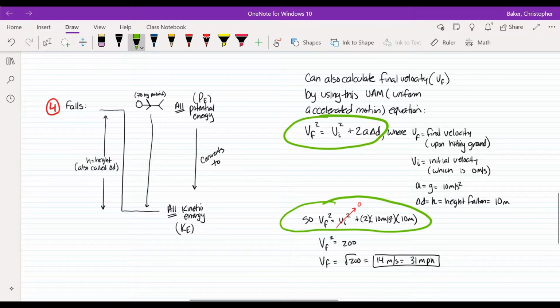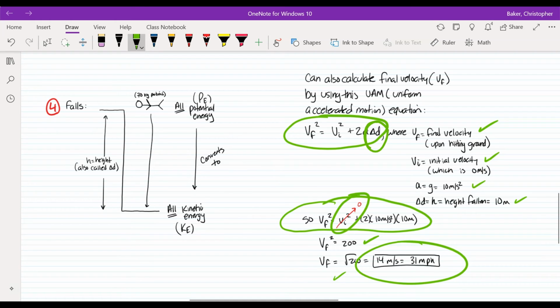Okay, V final is his final velocity when he hits the ground. Initial velocity is 0 meters per second because he initially is not falling, it's all potential energy. A is the same as g, which is 10 meters per second squared, acceleration due to gravity, and his delta d is the same as h, which is the height fallen. So we plug it in here, and you'll notice that the initial velocity goes to 0. It makes our math a whole lot easier. V final squared is equal to 200. Vf is the square root of 200, and you get the exact same result we did earlier. And we calculated this only knowing the distance that he fell.